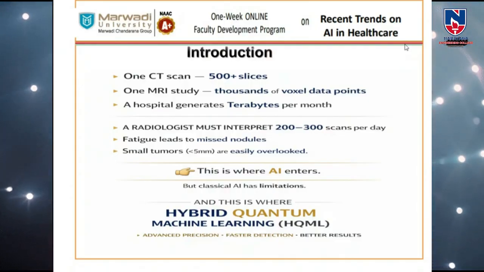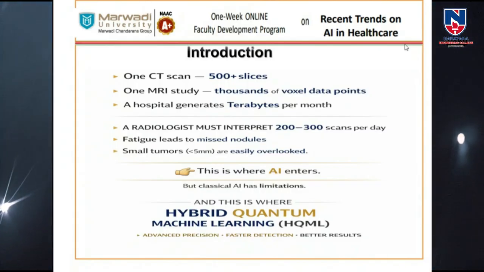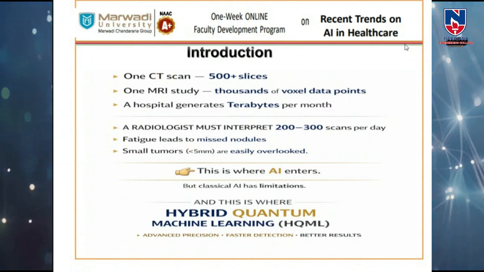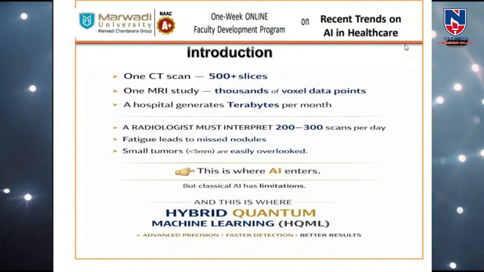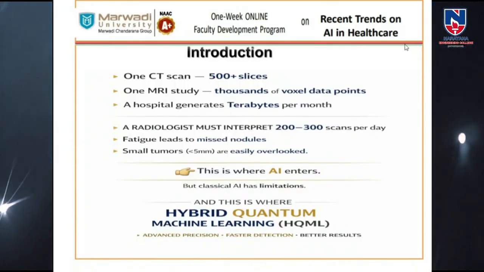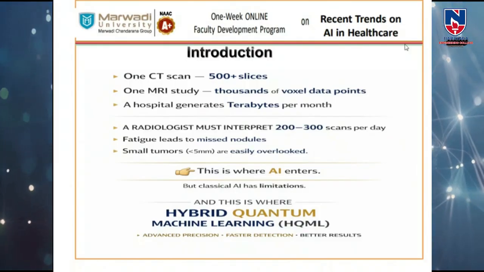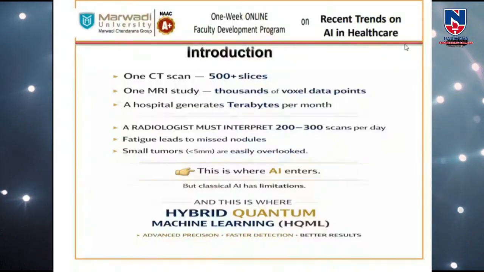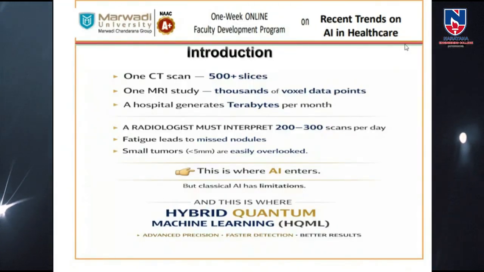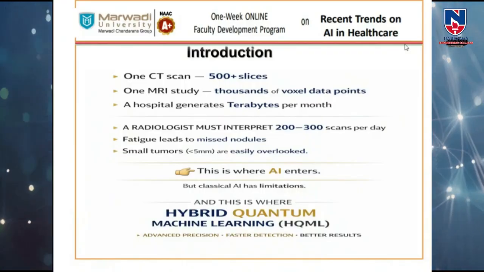But from the medical point of view, it's a brief scenario. While diagnosing any disease in a human being, in most cases there is a scanning facility involved. For example, let's take a CT scan, which might consist of around 500 plus slices. An MRI study consists of thousands of pictures and data points. That means if you consider a country like India, altogether it's generating a huge amount of data.